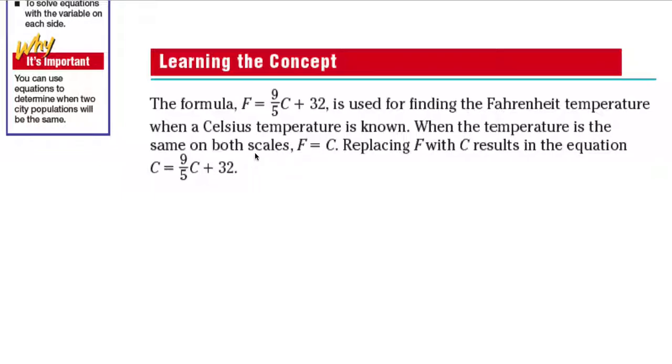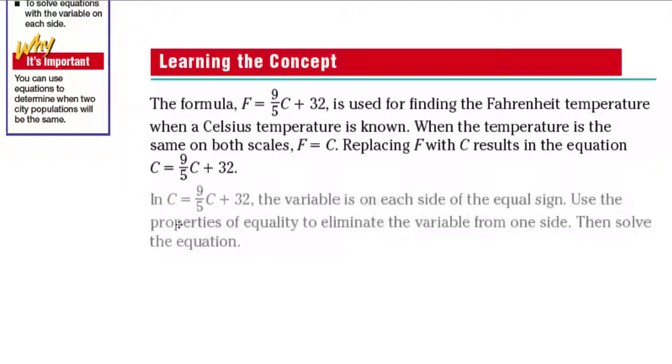So when the temperature is the same on both scales, we know that F is equal to C, and that's the reason why, assuming they're equal, we simply substitute F with C, so C equals 9/5 C plus 32. In C equals 9/5 C plus 32, the variable is on each side of the equal sign. Use the properties of equality to eliminate the variable from one side, then solve the equation.